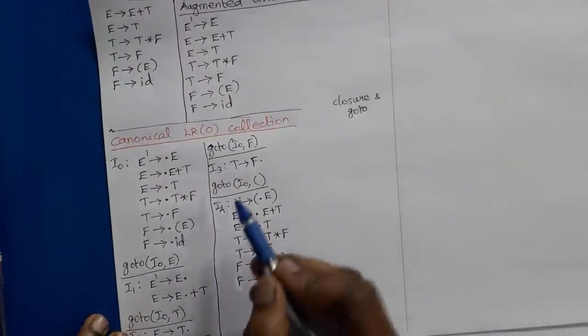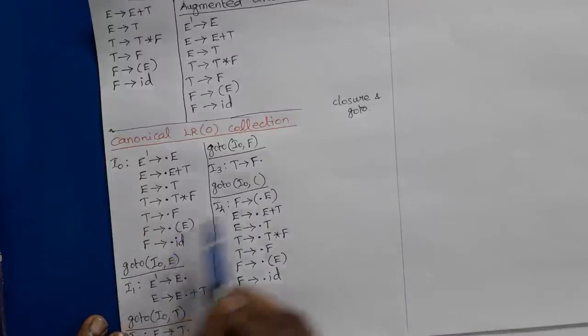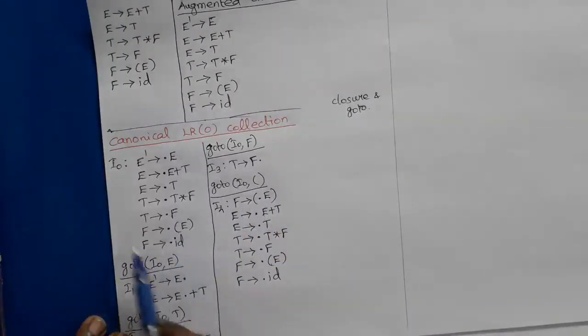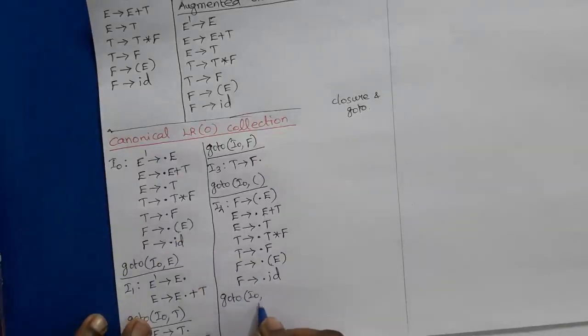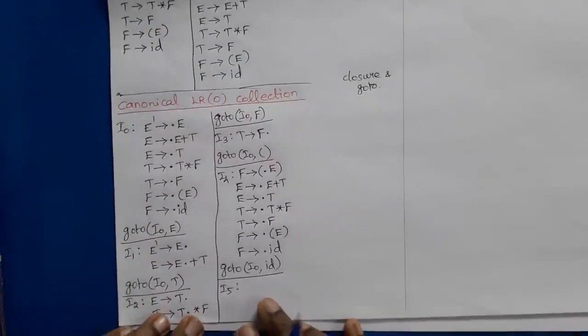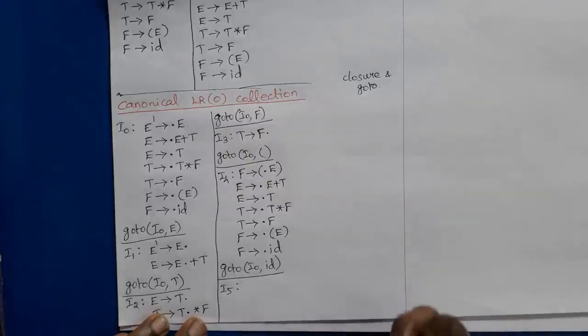Then in I0 we have shifted this open parenthesis. So now we need to consider I0 and ID. So go to I0 and ID. So this item is called as I5, and whenever we are creating a new item, we need to check whether the item is already constructed or not. Item means it should have the set of productions, same set of productions. So if we have already constructed the item with the same set of productions, then no need to construct it again. Otherwise, we have to construct it.